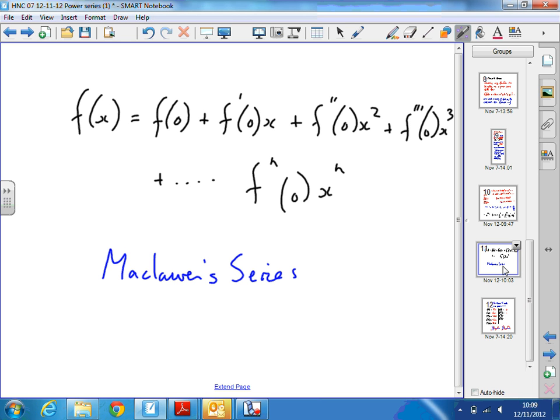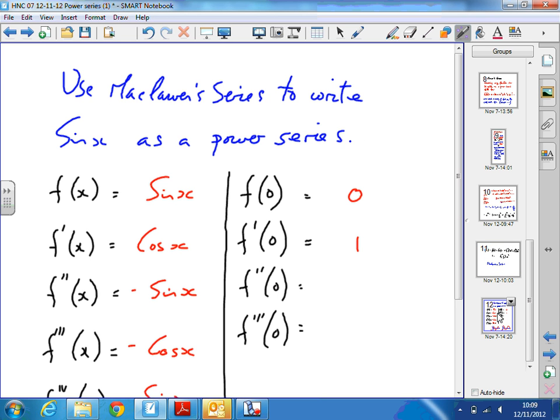So now I can write that sine x equals f of 0 plus the first differential at 0 times x, plus the second differential at 0 times x squared, and so on. So in other words, this table allows me to find out the values of the coefficients. So see if you can work out what the power series for the sine function is.